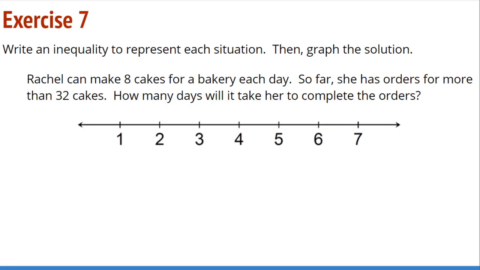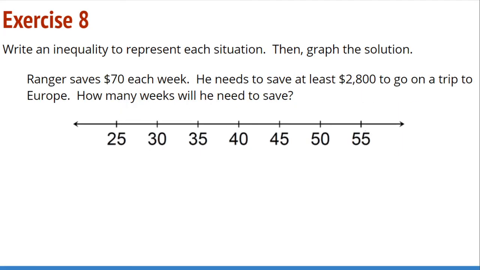Rachel can make 8 cakes for a bakery each day. So far she has, this looks like somehow I've got an extra copy in there. I'll have to get rid of that.